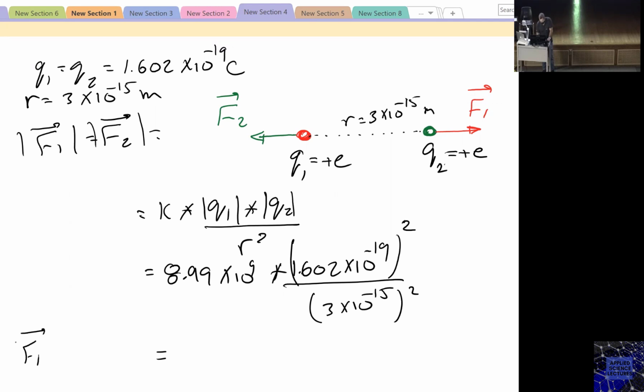And F1 magnitude equals F2 magnitude equals 25.6 Newton. So notice that F1 and F2 are pushing: F1 is pushing Q2 away, and F2 is also pushing Q1 away, right?